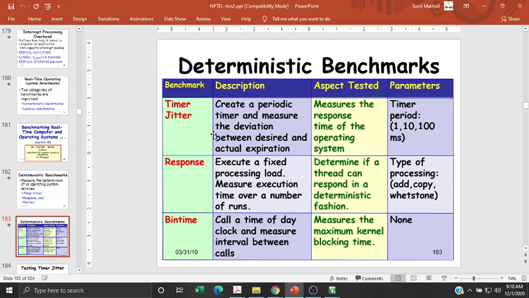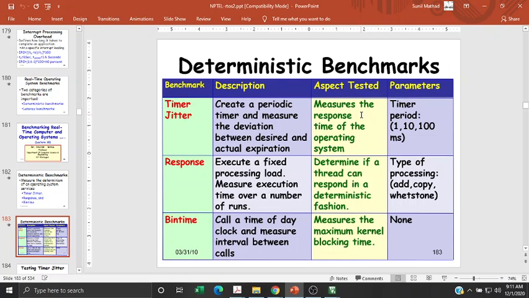In a similar fashion, a task is expected to be on the clock edge, but it may deviate before or after. The actual arrival of the task may deviate from the promised norms, and that is called jitter. Create a periodic timer and measure the deviation between desired and actual expirations. That is what is meant by jitter.